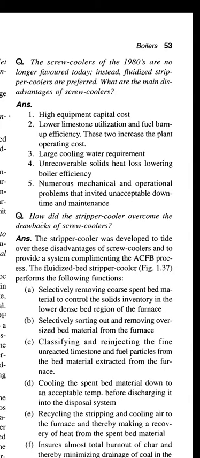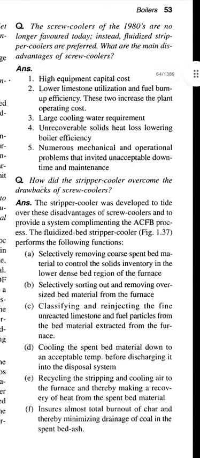Answer: high equipment capital cost, lower limestone utilization, and fuel burnup efficiency. These two increase the plant operating cost. Large cooling water requirement, unrecoverable solid heat loss lowering boiler efficiency, and numerous mechanical and operational problems that invite unacceptable downtime and maintenance. How did the stripper cooler overcome the drawbacks of screw coolers?